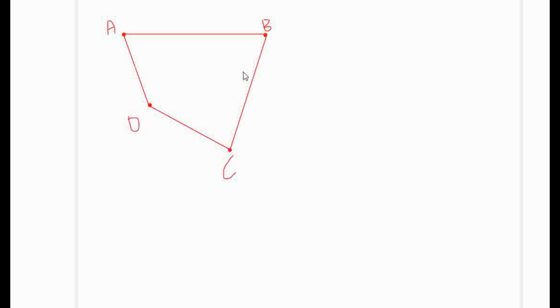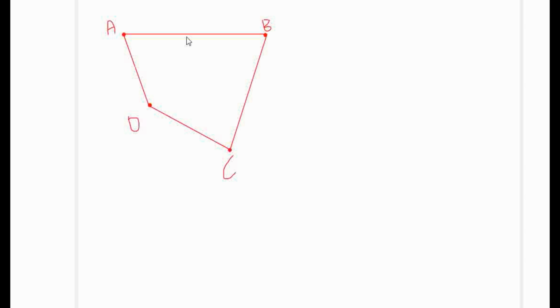Okay? So first of all, what do we call this figure? What is it? Is it a square, rectangle, parallelogram, rhombus, or none of them? So, of course, it's none of them. This figure is a quadrilateral in general. Why is it a quadrilateral?